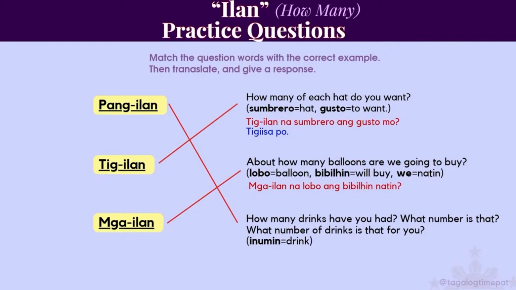Next, about how many balloons are we going to buy? Mga ilan na lobo ang bibilhin natin? Or mga ilang lobo ang bibilhin natin? Your response, mga 5, about 5.